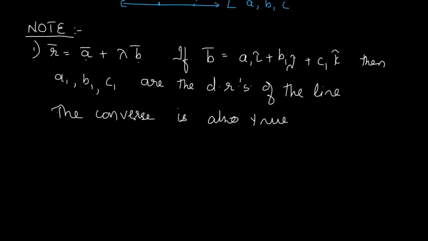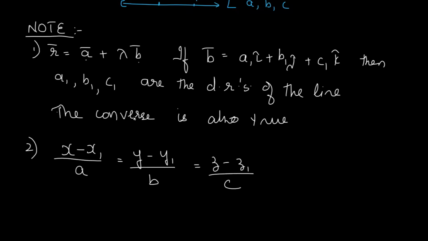Then the second property. Now we have the Cartesian equation of the line as (x minus x1) upon a is equal to (y minus y1) upon b is equal to (z minus z1) upon c. Now this equation is known as the symmetric form of the equation of the line. The Cartesian equation is also known as the symmetric form of the Cartesian equations of the line. So that way also we can call it.